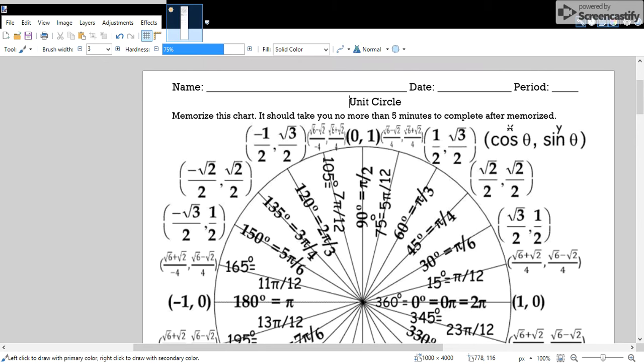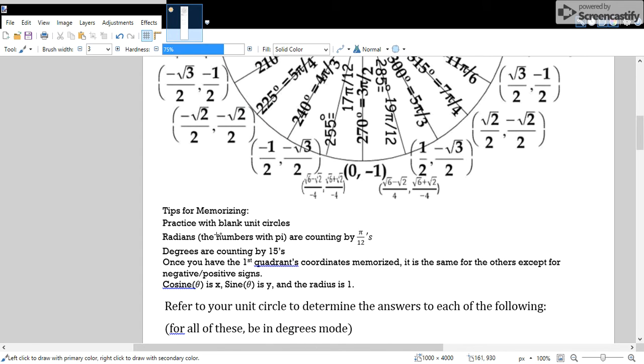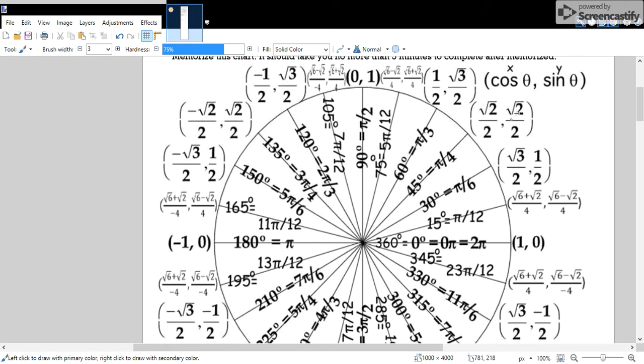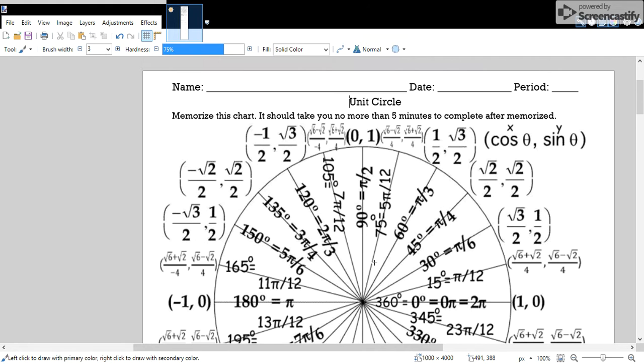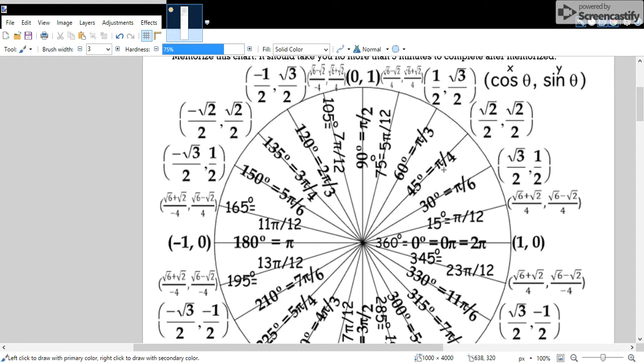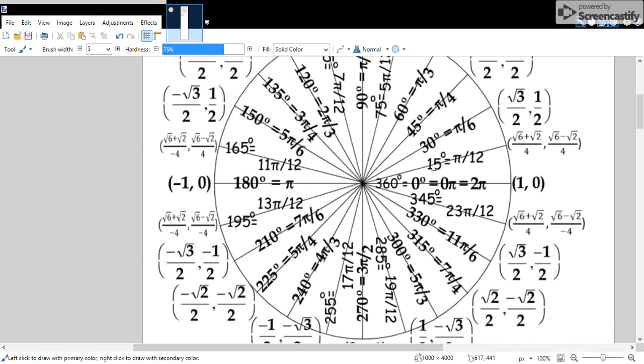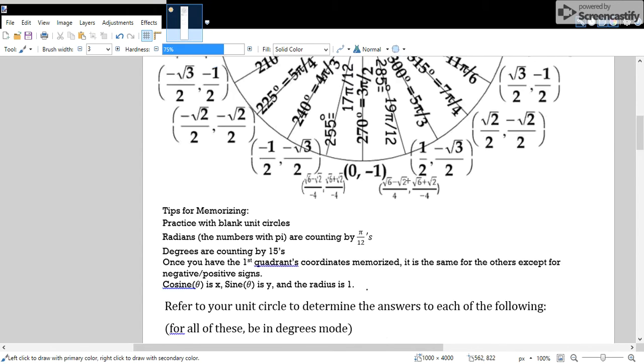Cosine, the COS with the theta symbol, that's pronounced cosine of theta, is x. And sine of theta is y. The radius is 1 for the unit circle. That is because it's just unity. Unit circle is just assuming that the circle has a radius of 1.